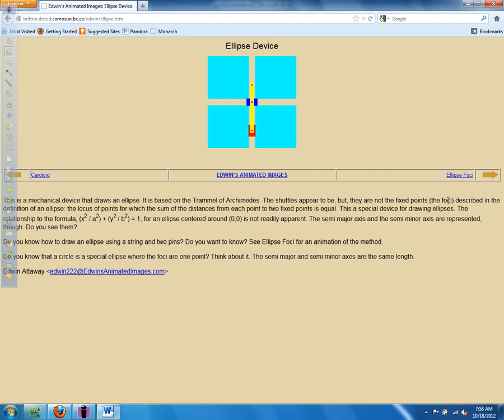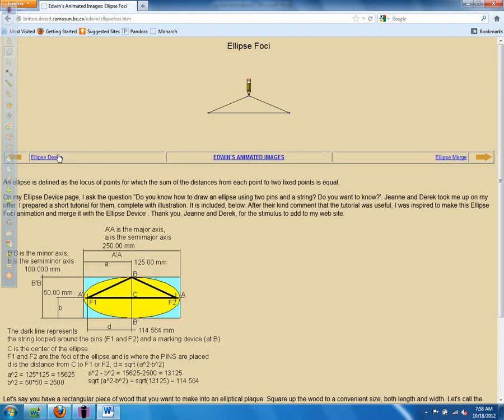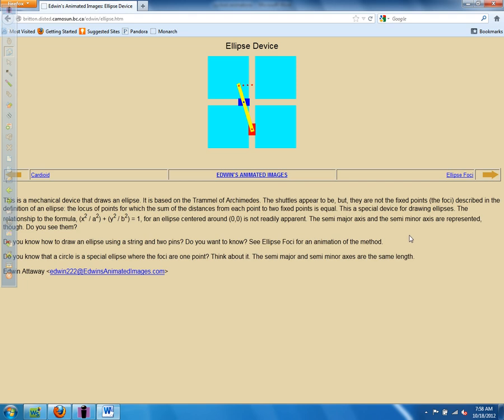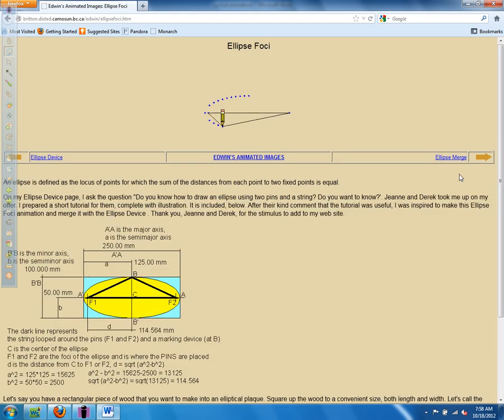Oh, this is a device for drawing an ellipse. A tool that will draw an ellipse. Whoops. Let me go back. And this is the classic demonstration of an ellipse.